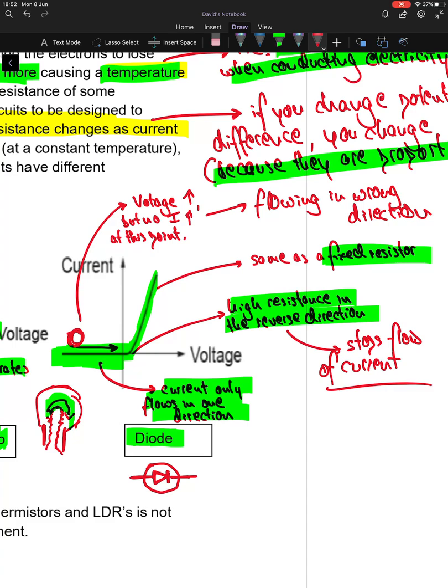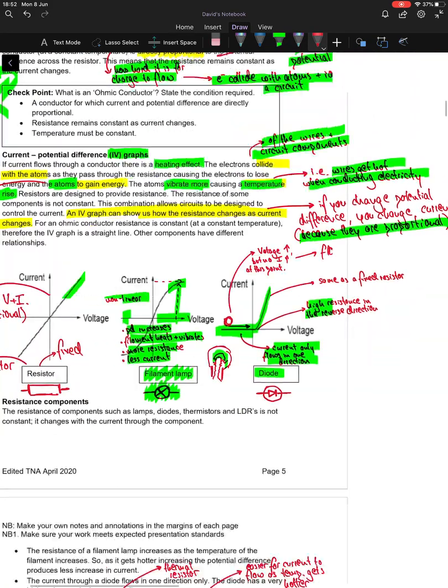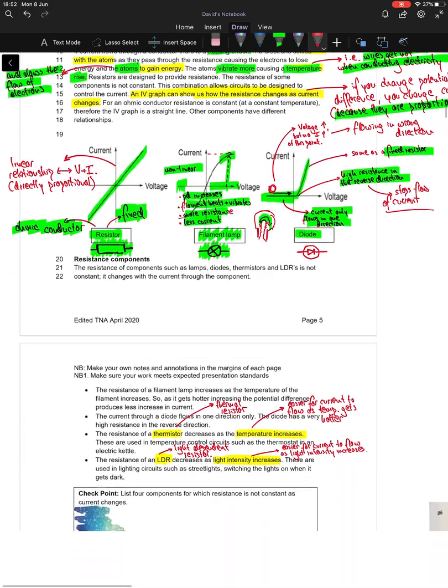So, gone through that, but if you needed to pause the video at any point or go back and just make sure you've got those annotations down on your graphs, make sure you do that before we now move on.